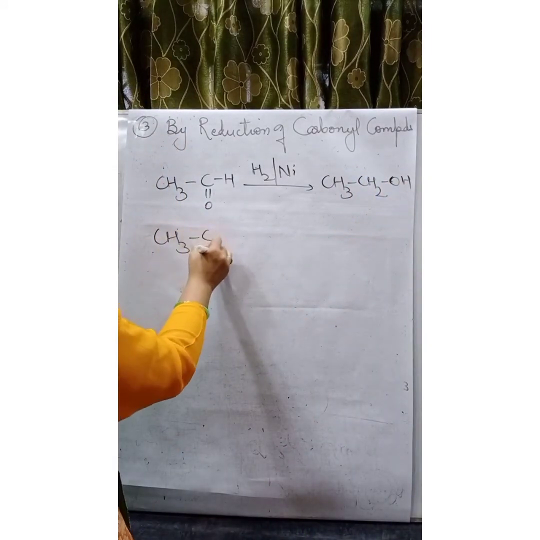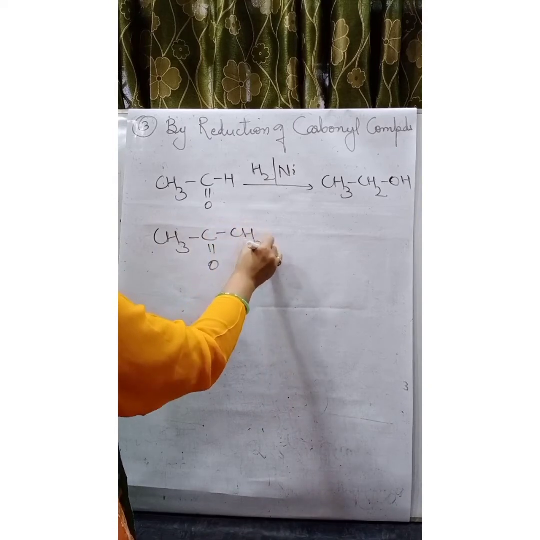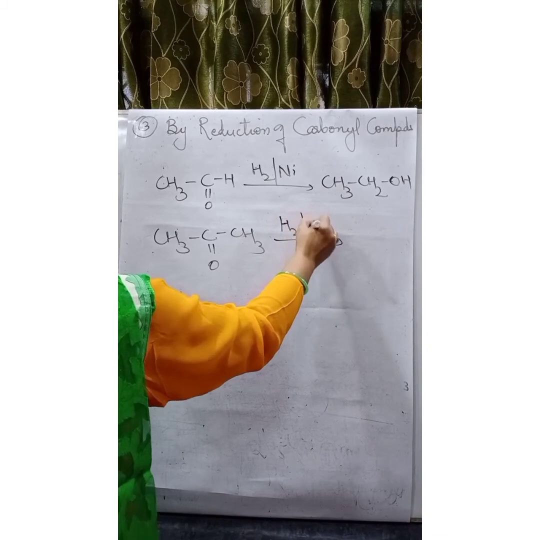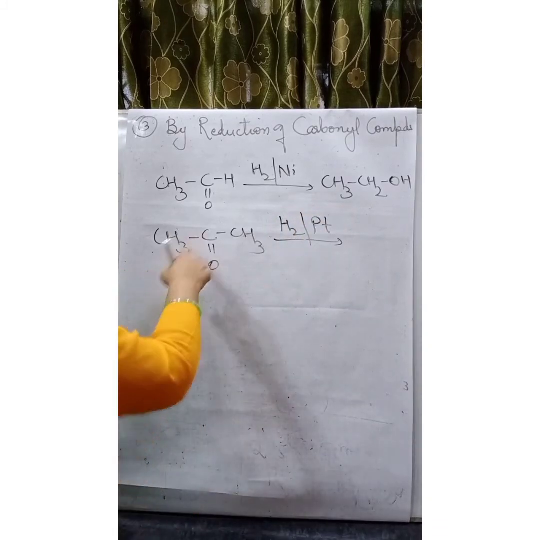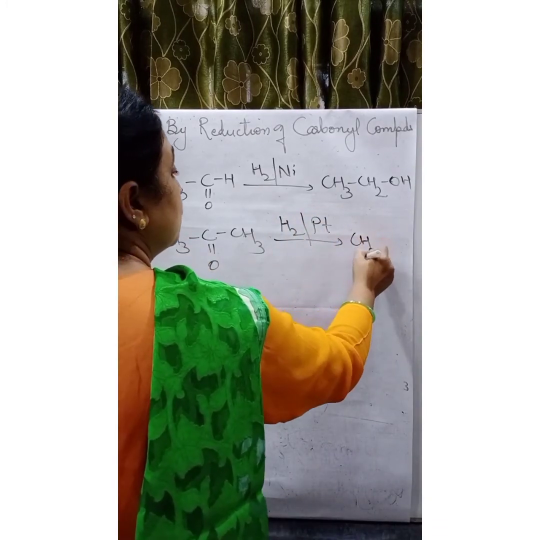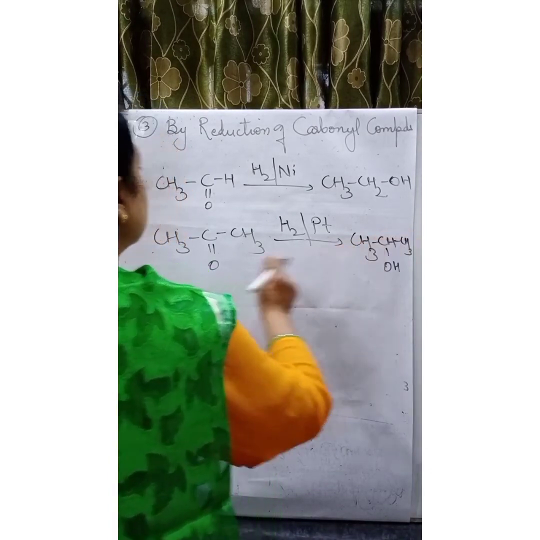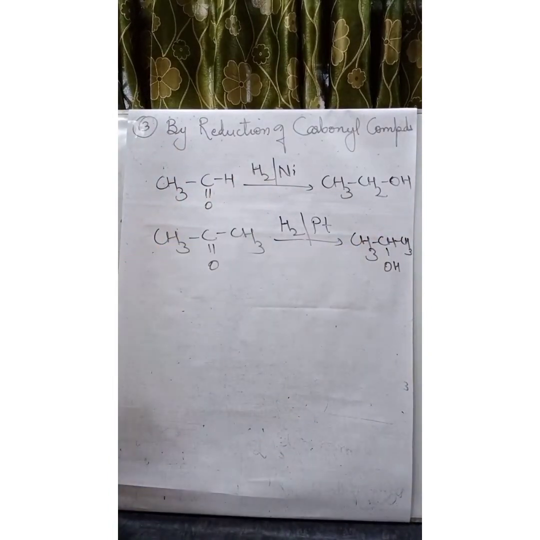Similarly, I take an example of a ketone, that is acetone. You can make use of any reducing agent. It gets reduced to give CH3CHOHCH3. So aldehydes give 1 degree alcohol and ketones give 2 degree alcohols.